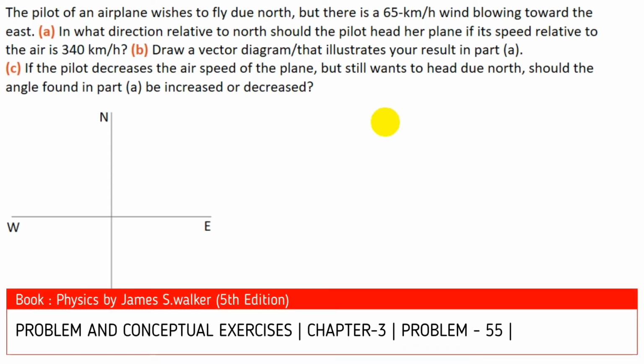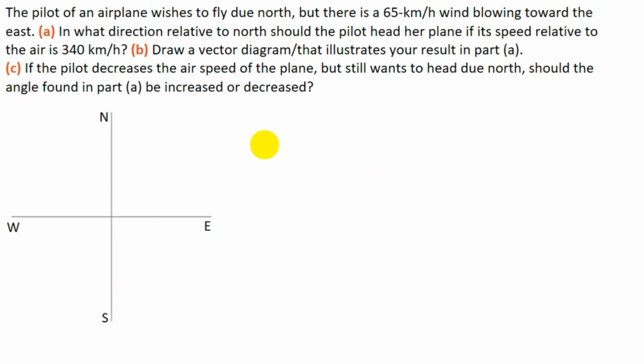Now, this is our next question. It's a little bit tricky, so pay attention to the video. The question says that the pilot of an airplane wishes to fly in the north direction, like this. So this is the velocity of the plane relative to ground. But there is a wind blowing at a speed of 65 km per hour towards the east direction. So wind is blowing in the east direction like this with a velocity of 65 km per hour.